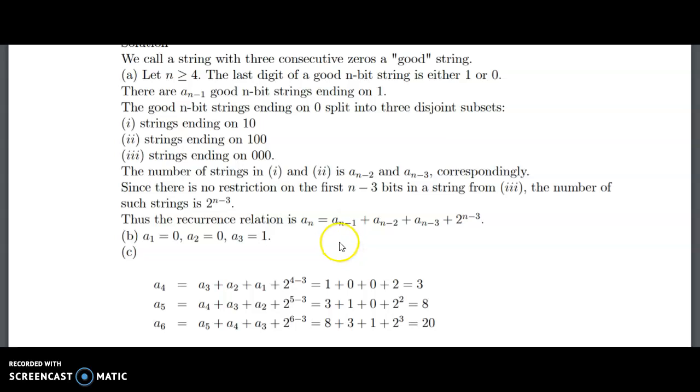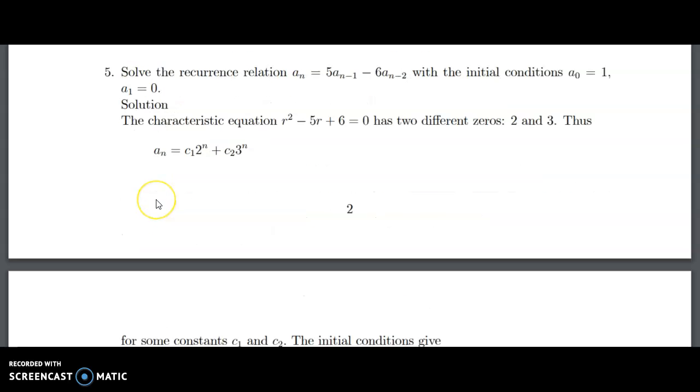And finally, replace n with 6 here, you get this. And again, everything to the right of the equality is known, already computed here. A5 is 8, A4 is 3, and we get 20. So the answer for C is 20.